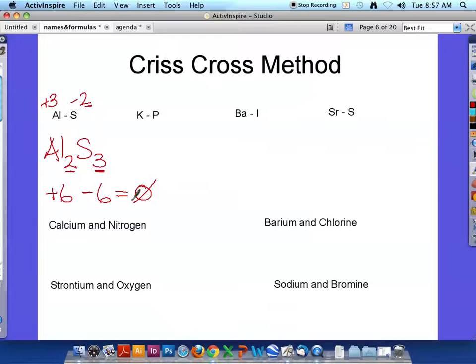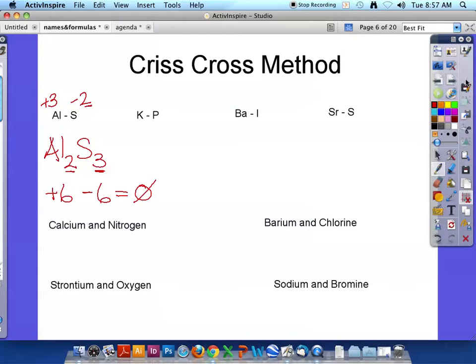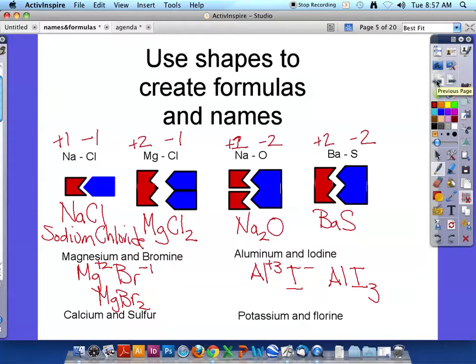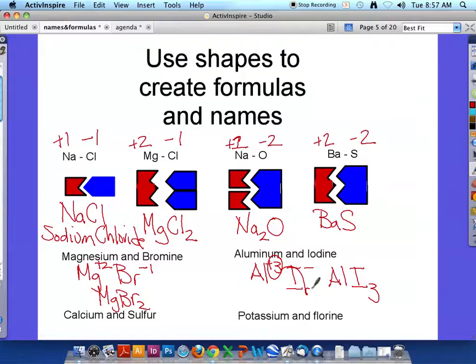You were doing the same thing before when you had aluminum +3 and I -1. Let's go back to that page here. You're not subtracting, you're just taking the charges. Oh, I see what you did there. And moving them, right? So this 3 came down here, this 1 went there. Oh, you just swap. Right.